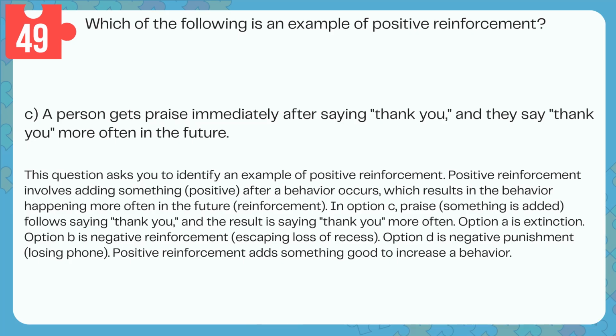This question asks you to identify an example of positive reinforcement. Positive reinforcement involves adding something positive after a behavior occurs, which results in the behavior happening more often in the future. In option C, praise, something is added, follows saying thank you, and the result is saying thank you more often. Option A is extinction. Option B is negative reinforcement, escaping loss of recess. Option D is negative punishment, losing phone. Positive reinforcement adds something good to increase a behavior.